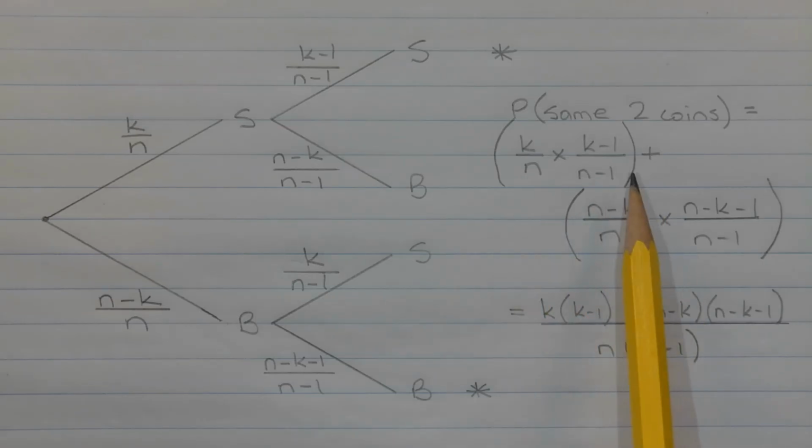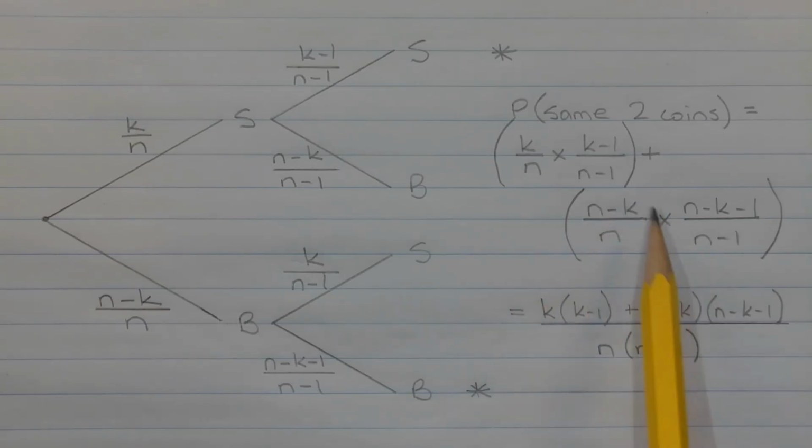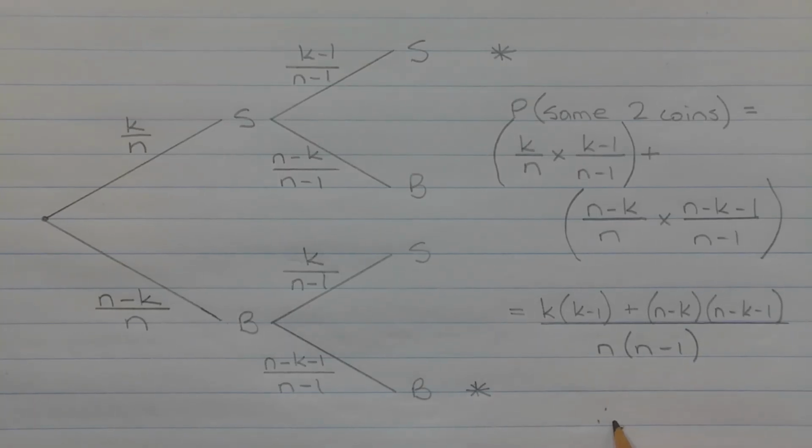Now we have a common denominator here, which is n times n minus 1, which appears here. So combining the 2 fractions together, we get k times k minus 1 in brackets plus n minus k in brackets times n minus k minus 1 in brackets over n times n minus 1 in brackets. Therefore, the correct answer is option A.